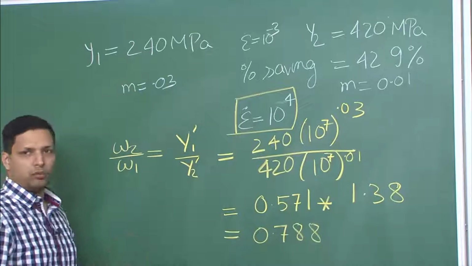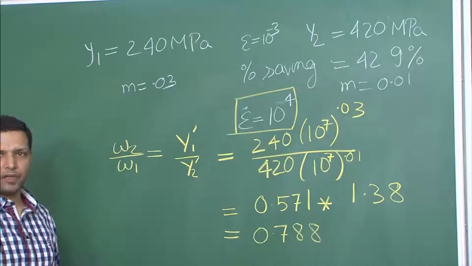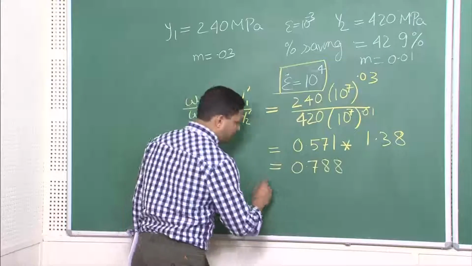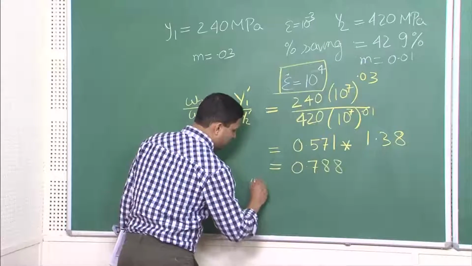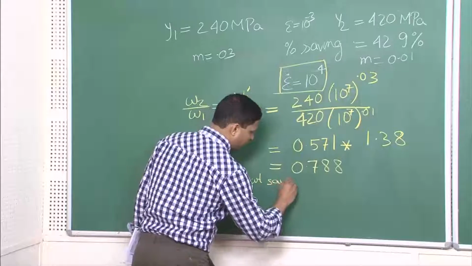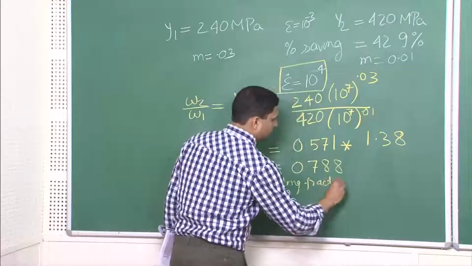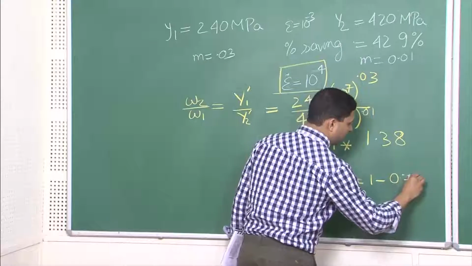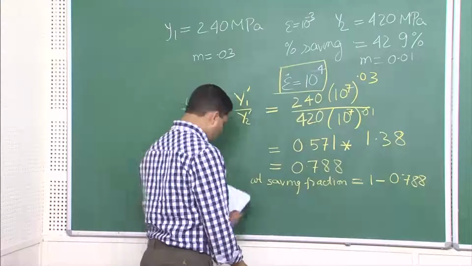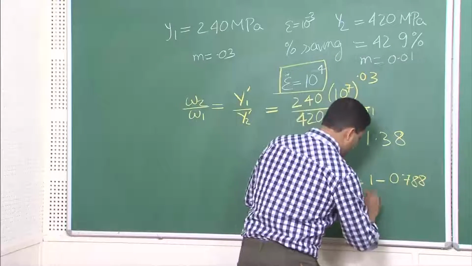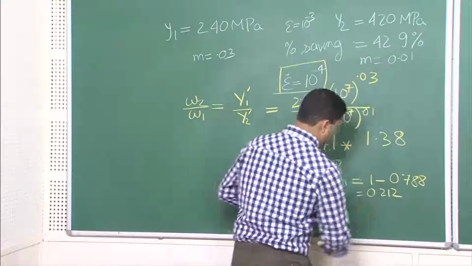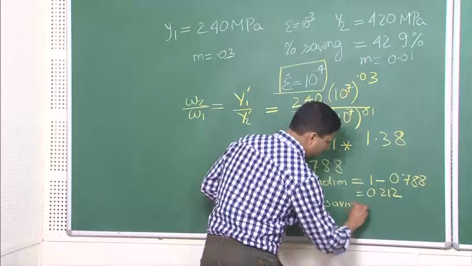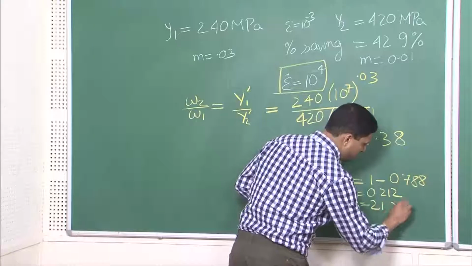If it were 1, it would mean that both of them require the same amount of material, the same thickness. Now, it has come closer to 1 than it was earlier, and therefore, the weight saving fraction is equal to 1 minus 0.788, which is 0.212. So, percentage-wise saving is 21.2%.